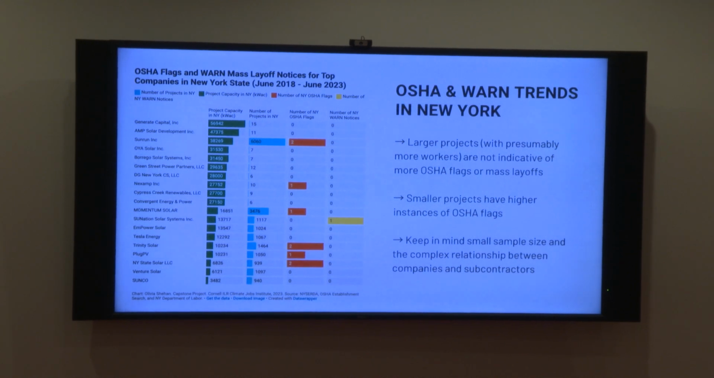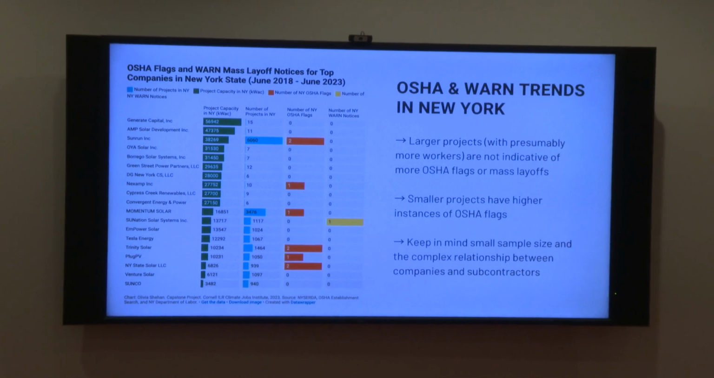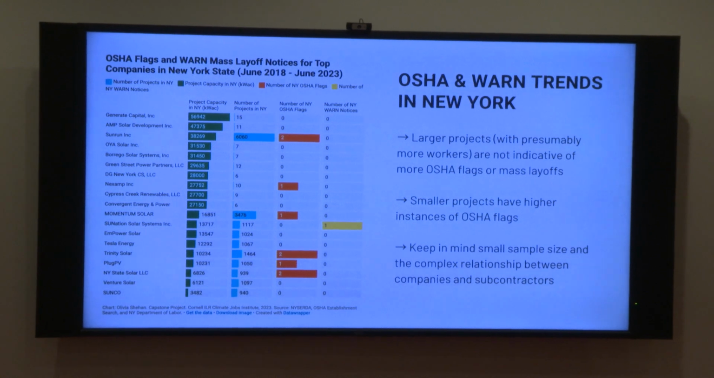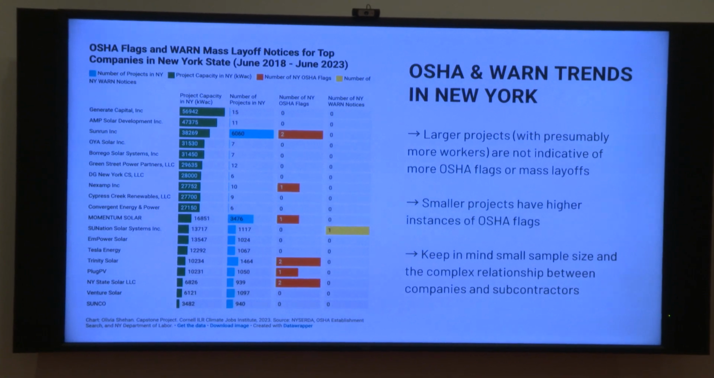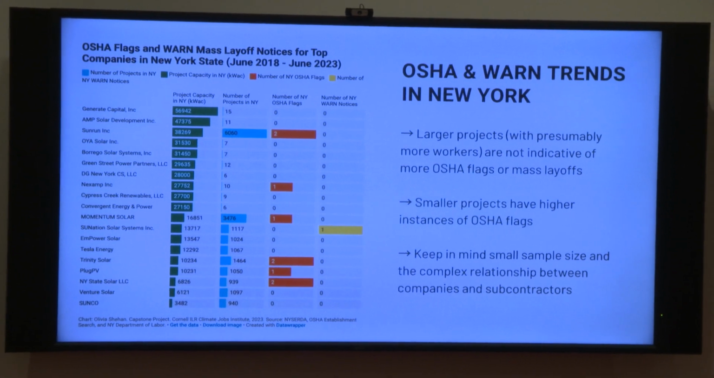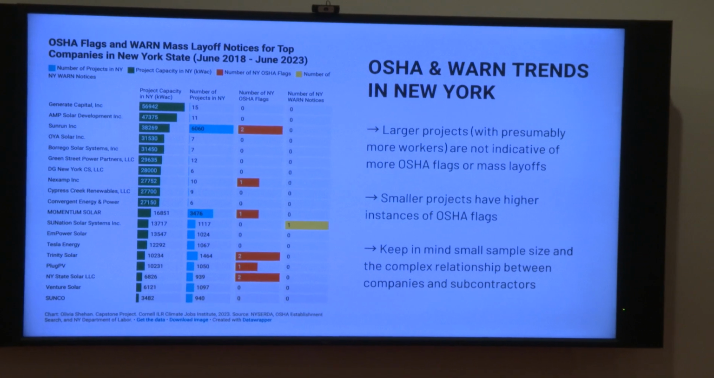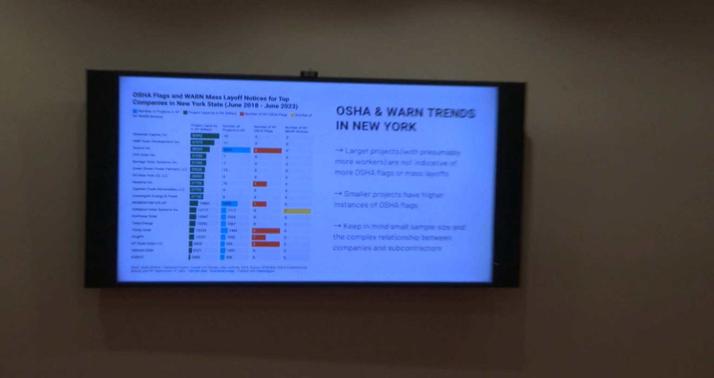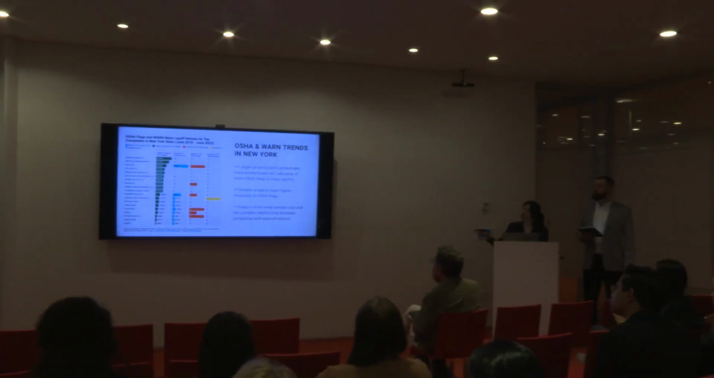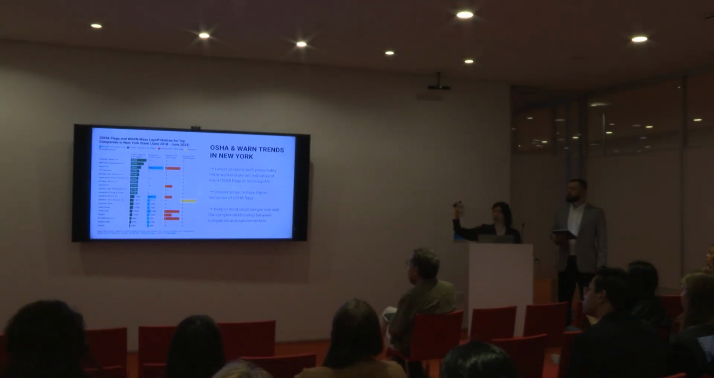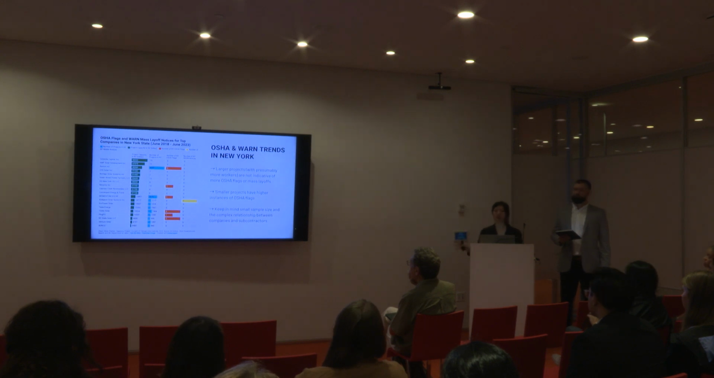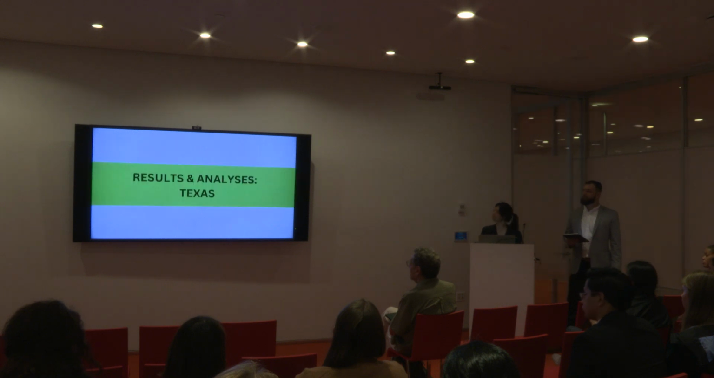And you see that more of the OSHA flags are actually happening with companies that are working on smaller capacity projects overall. Before we draw any conclusions, though, we do want to note that this is a small sample size and that there's a very complex relationship between companies and subcontractors that is difficult to map. Generally, what I mean by that is you could be working on all these projects, but you could be subcontracting that work out to smaller companies or to other companies, and that's not necessarily recorded, mapped, or regulated.